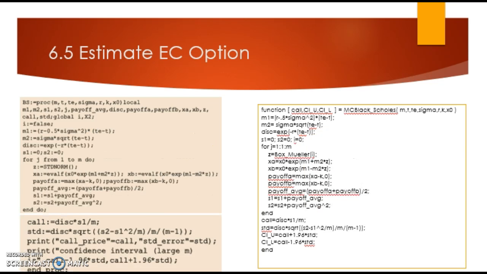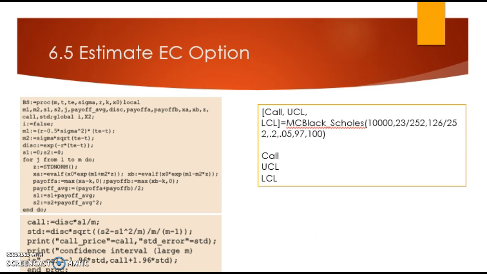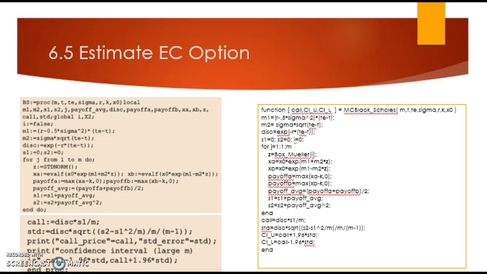Going down to our next one here. Oh, and you know what? Sorry, this should say 6.4, my bad. But for this one, this is estimating that European call, but with Black-Scholes. This is like a formula for that European call.